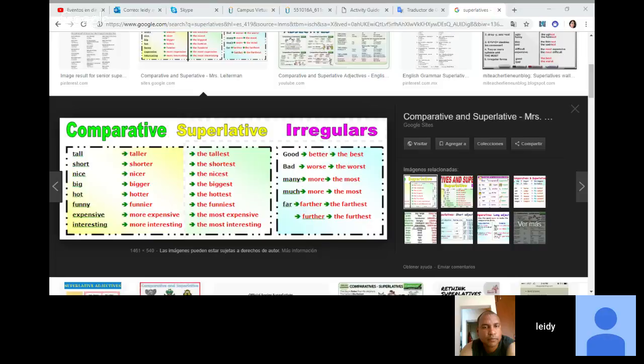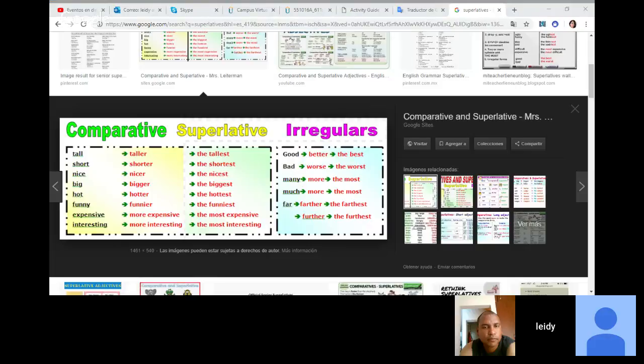No, teacher, I understand. Okay, now the comparative and superlative irregular forms. In this part, you see the adjectives: good, bad, many, much, far. In the other part, you say the comparatives: better, worse, more, farther. And the superlatives: the best, the worst, the most, the farthest. Yes? Okay.